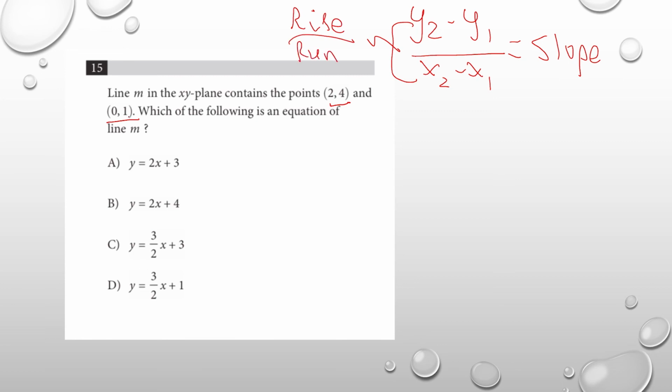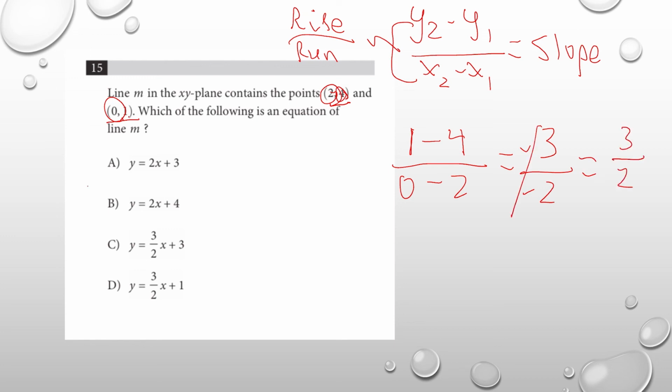So we'll take these points, start with this 1 here, which is y2, minus y1, which will be this 4, divided by x2, 0, minus x1, 2. So we'll simplify that. That's negative 3 over negative 2. And we'll cancel out the negative, and we get that our slope is 3 over 2. So immediately, we can cancel out the first two answer choices A and B, and we're left with these last two choices, either C or D.